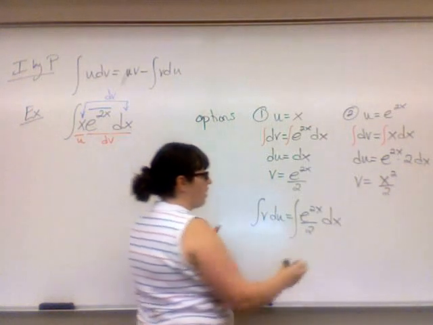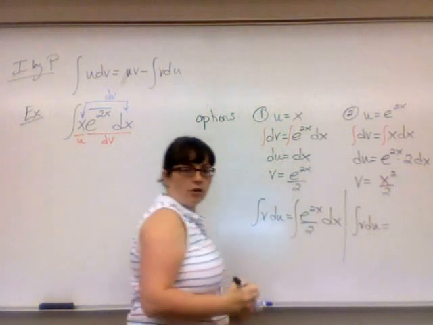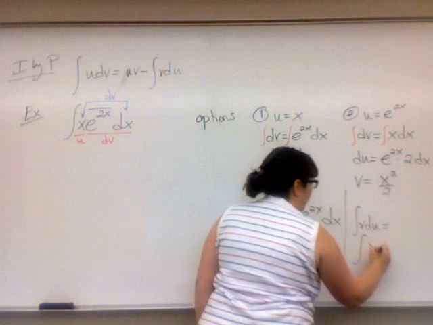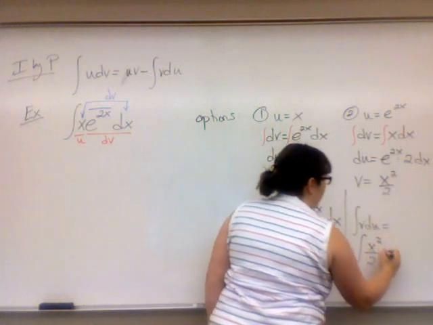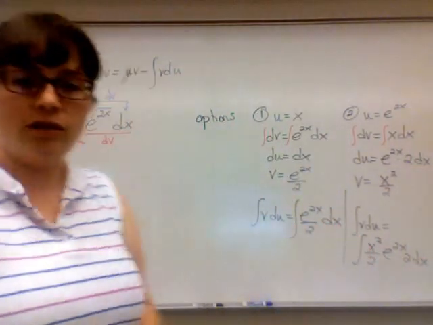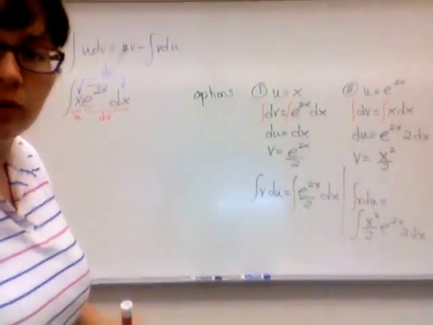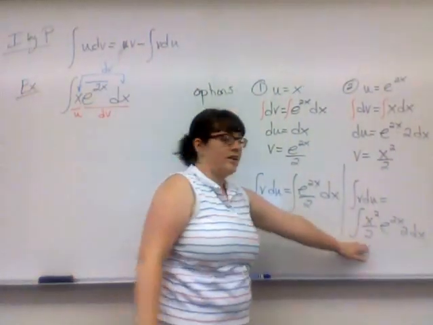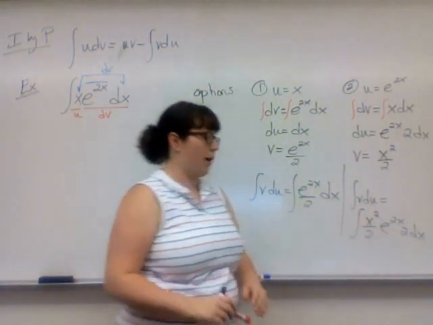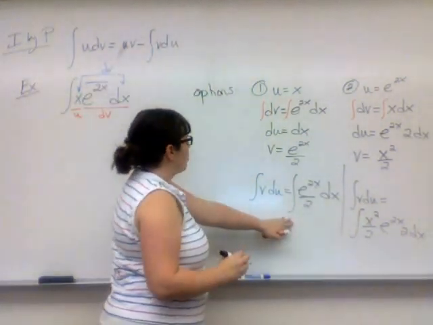Okay. So just to compare, let's see what integral v du would look like over here on option 2. This would be what? The integral of v is x squared over 2, and du is e to the 2x times 2 dx. Okay, hopefully you can see that. This is a yucky integral. We don't know how to do this one at this point. This would be really bad to do, right? So let's not even go with that option, especially since we have this nice option here in terms of option 1.